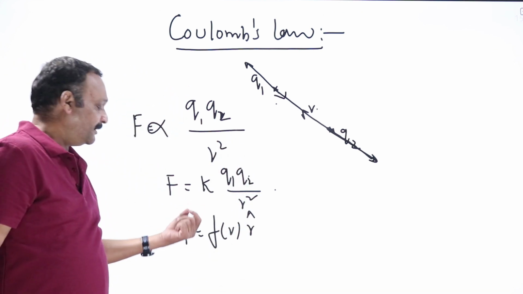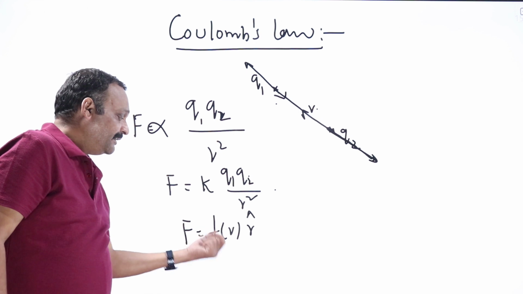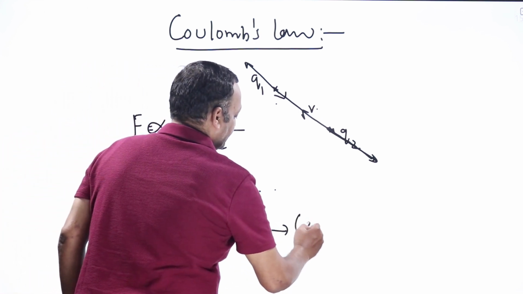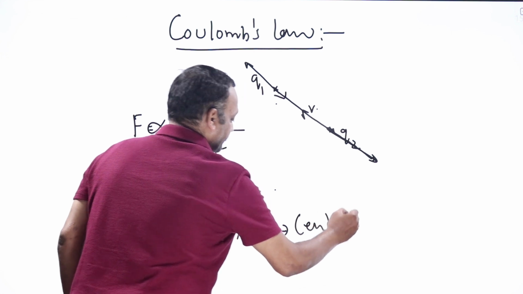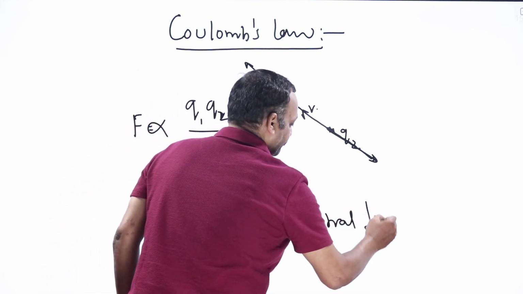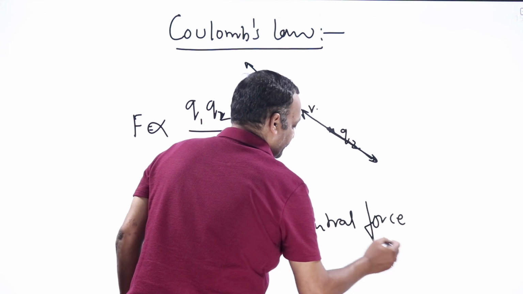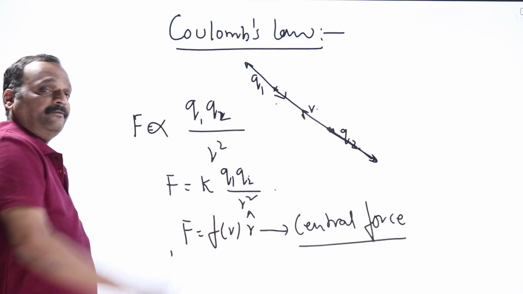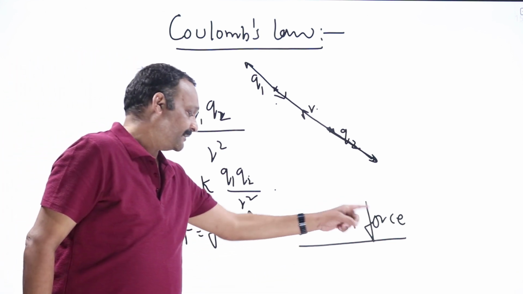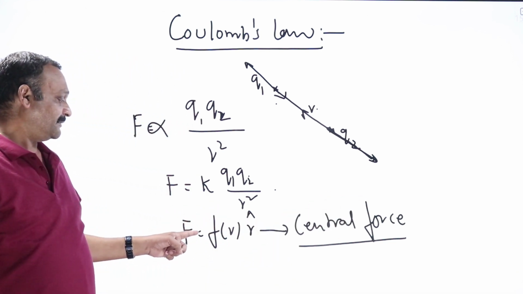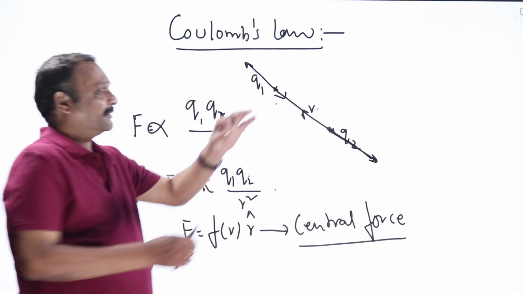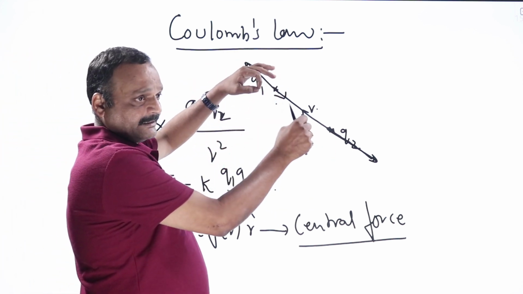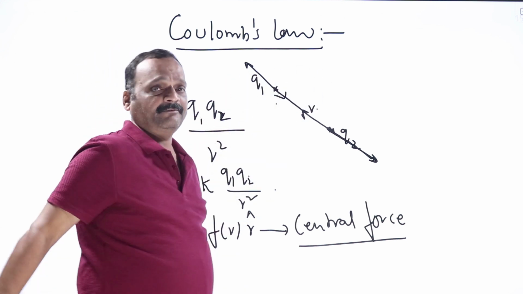In another way, we can write this force as a function of r. It depends on the distance between the two charges and always acts along the line joining them. This can be represented as F equal to f(r) times r cap. Such a force is known as a central force. The central force property of electrostatic force will become very useful in future. A central force always acts along the line joining the two charges or particles, and it depends on the distance between them.